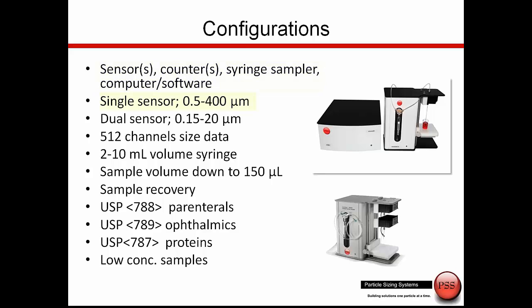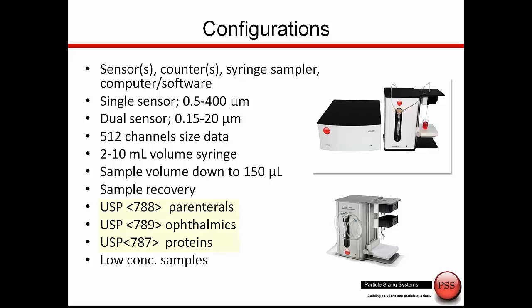The system can be configured with a single sensor, typically the LE sensor, to measure from 0.5 to 400 microns. Or we can have a dual sensor system, which can measure down to 150 nanometers up to over 20 microns. The results can be displayed in up to 512 size channels, and depending on the syringe we use, we can have sample volumes measured up to 100 ml down to 150 microliters. For very small samples, we can actually recover the sample so it can be used for further analysis.